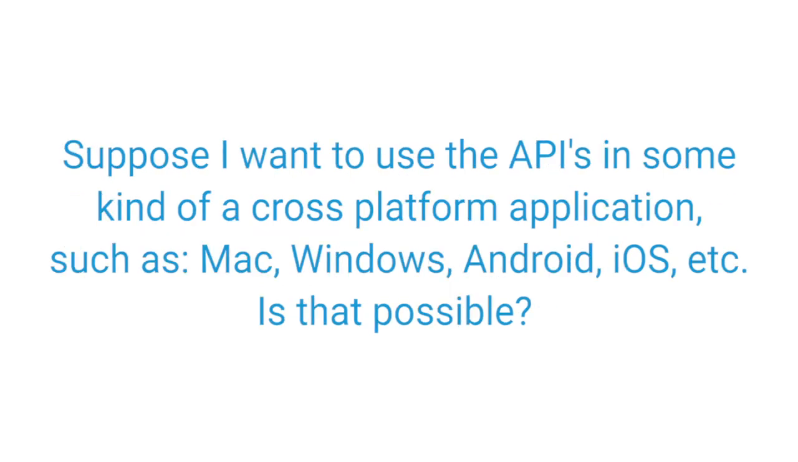Suppose I want to use the APIs in some kind of a cross-platform application, such as Mac, Windows, Android, iOS. Is that possible? Well, the answer is yes. However, it does depend on your ability to add, for example, at the basic shell command level, curl with SSL support, and you should also have CA certificates installed so that we can support SSL, secure socket layer, communication back to the API server properly. There's a way to force it not to check certificates, but we don't really recommend that for a production solution. You could do that in evaluation.